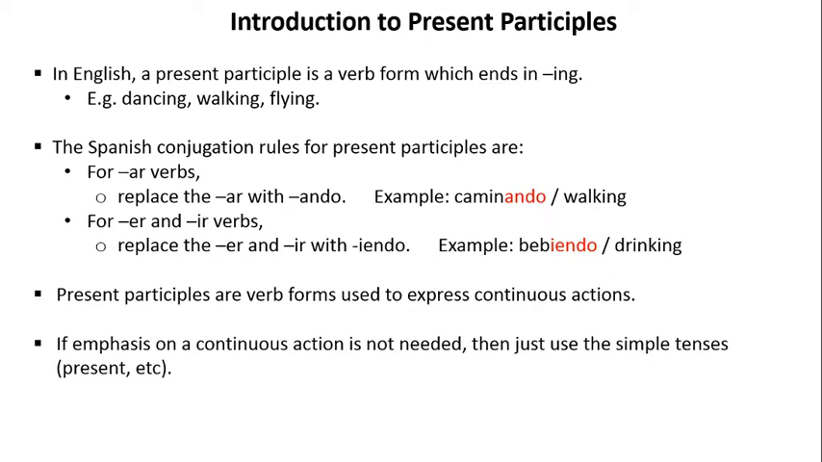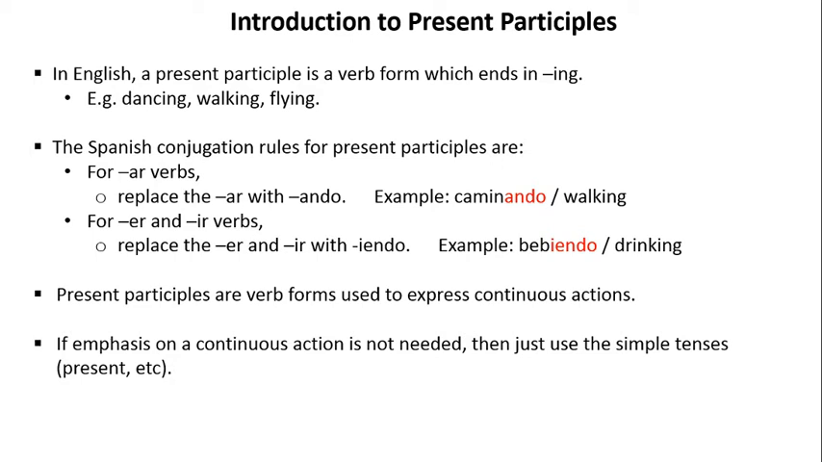Let's talk about an introduction to present participles. In English, a present participle is a verb form which ends in ing. For example, dancing, walking, and flying. The Spanish conjugation rules for present participles are, for AR verbs, replace the AR ending with ANDO. An example is caminando, which is walking. For ER and IR verbs, replace the ER and IR with IENDO. For example, bebiendo, which is drinking.